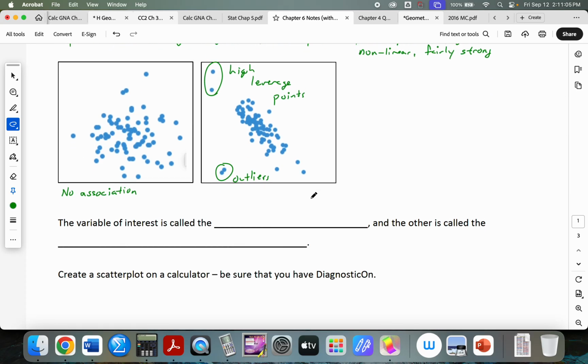All right. The variable of interest is called the response variable. And it's always on the vertical axis. And the other is called the explanatory variable.